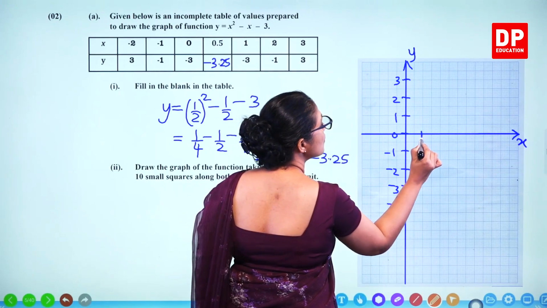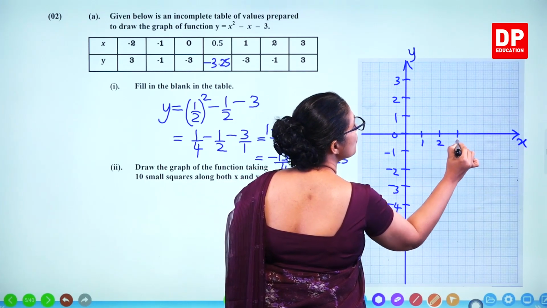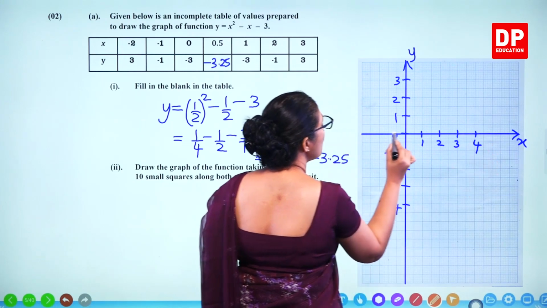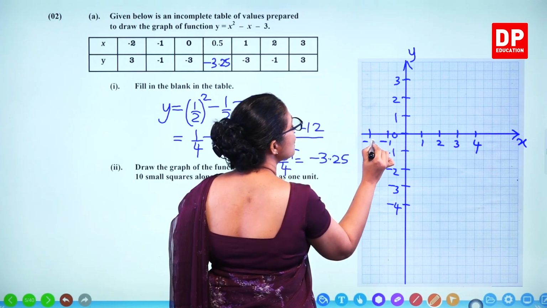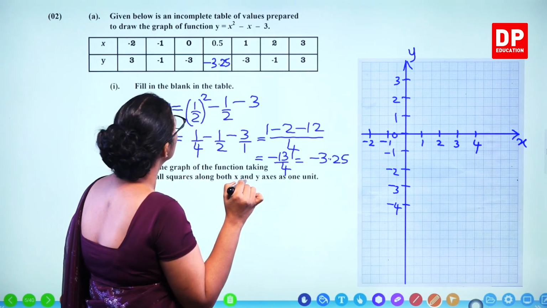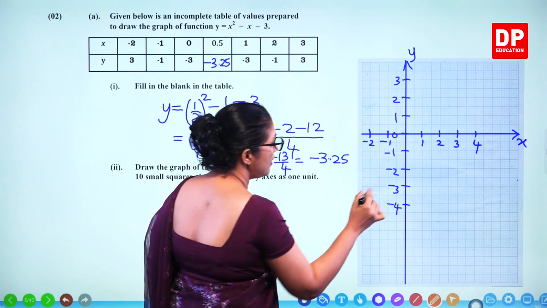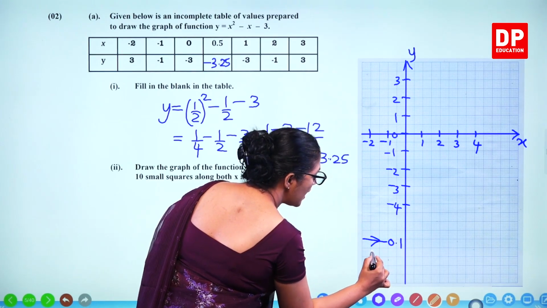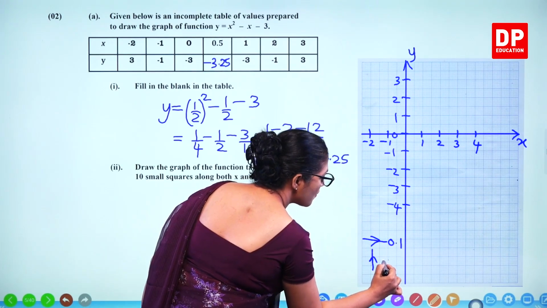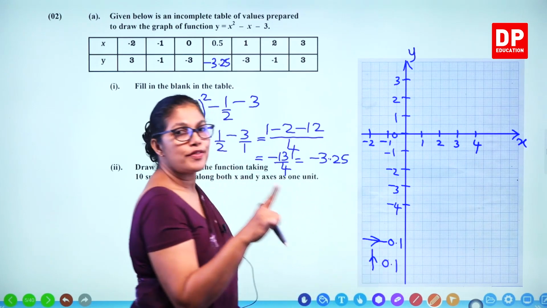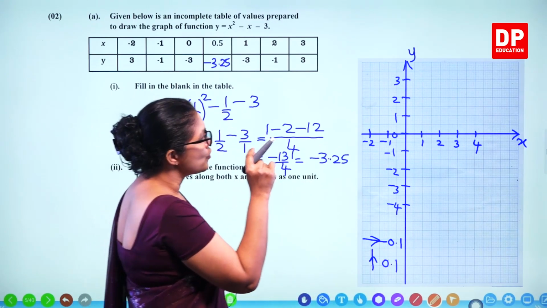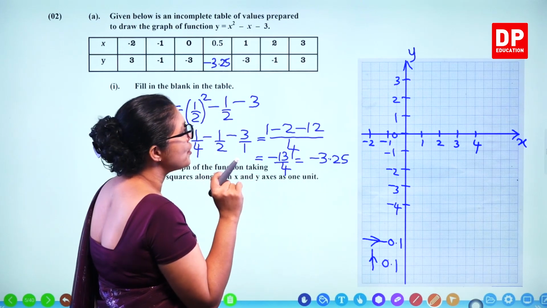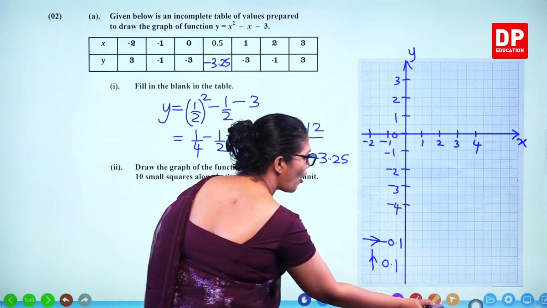Label that. So you get 1, 2, 3, 4, and here minus 1, minus 2. And here we can see each side is 0.1, 1 over 10, because 10 squares represent 1 unit. Both axes the same, very small. 1 square represents 0.1. Now we can mark the points.